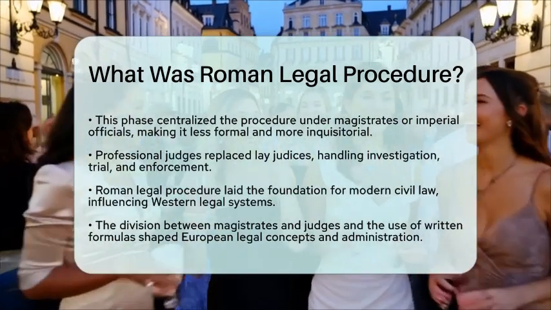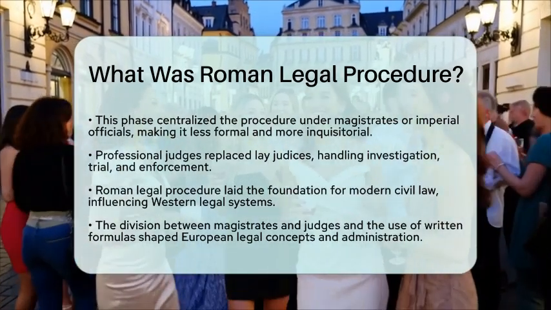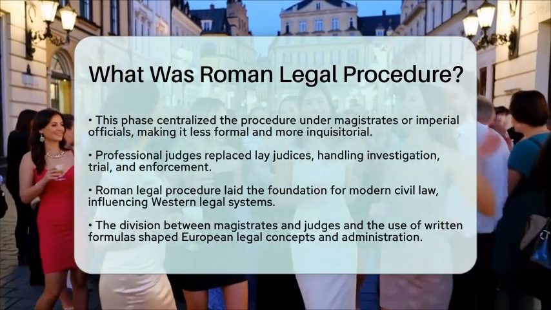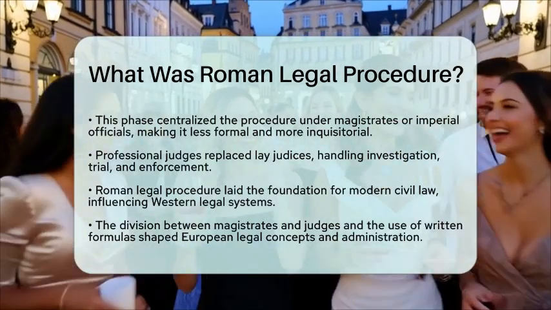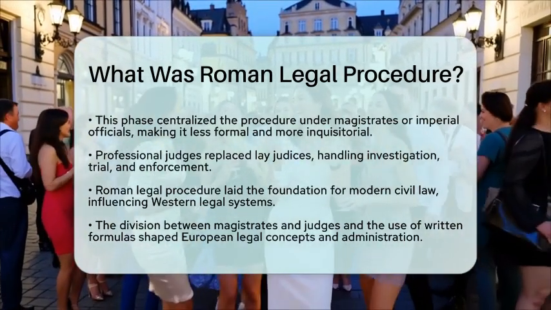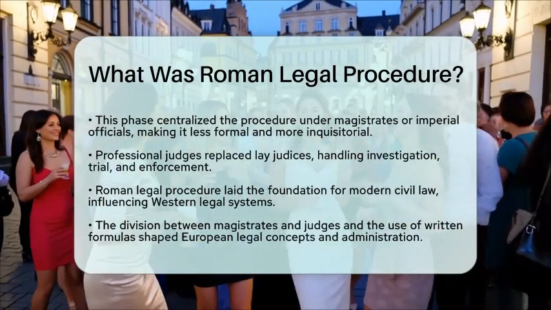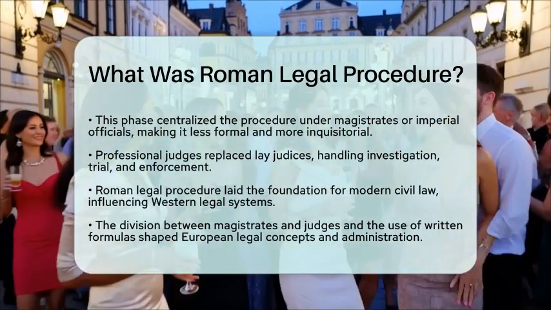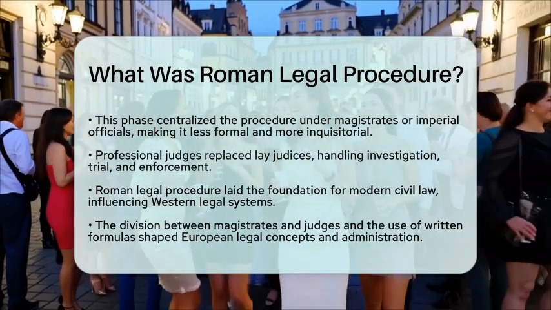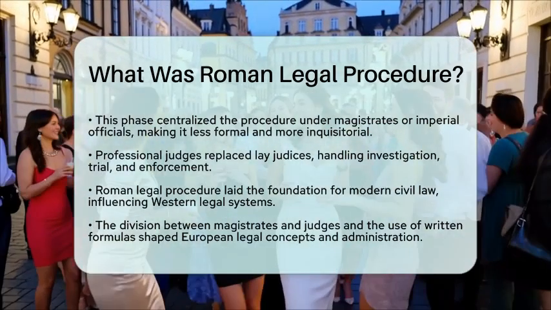From the perspective of European history, Roman legal procedure is significant. It established foundational principles and structures that influenced the development of Western legal systems, especially civil law traditions. The formal division between magistrates and judges, the use of written legal formulas, and the evolving role of judicial authority contributed to a legal culture that shaped European concepts of justice and legal administration for centuries.